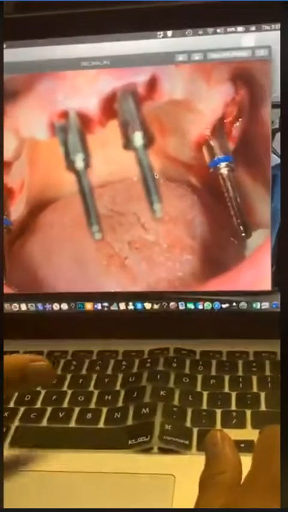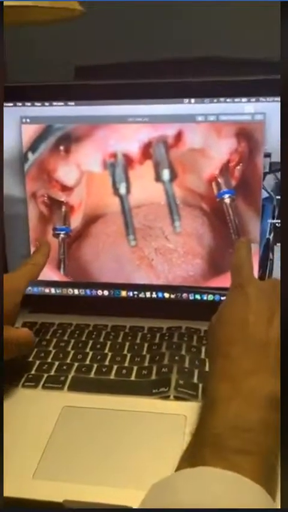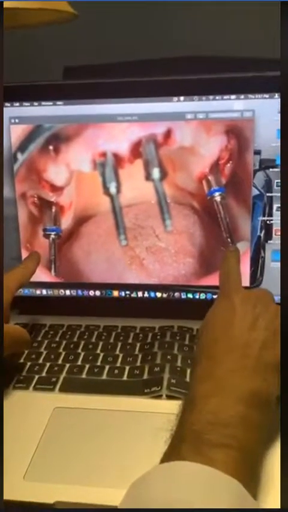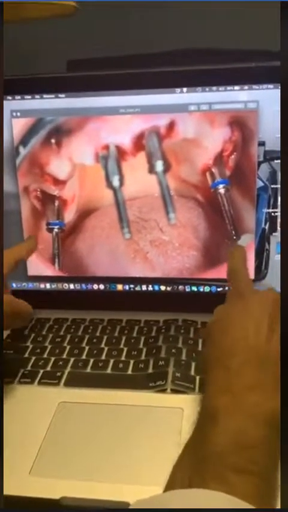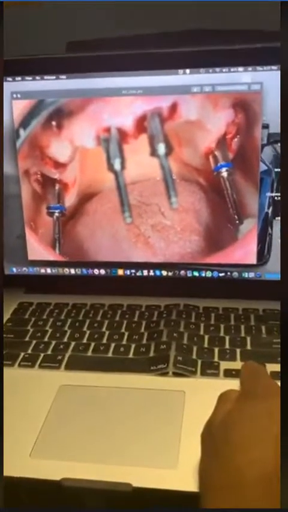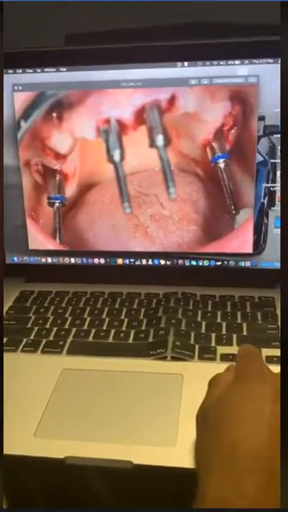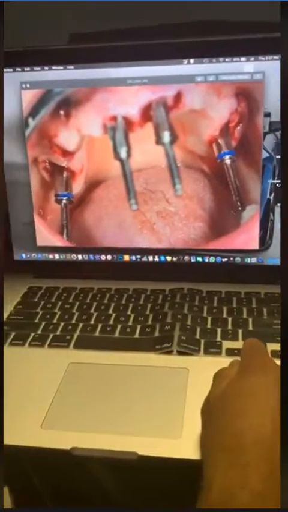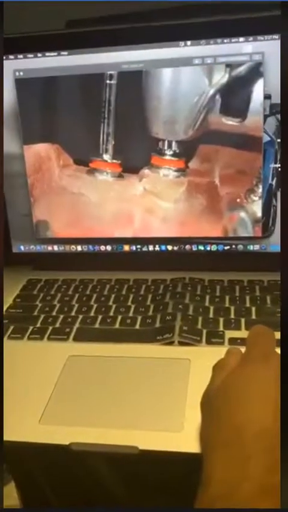So take a look at these two. This photo is concentrating on these two, okay? Take a look at the parallelism of these two implants. Look how nice and parallel they are. I wouldn't be able to even do this so easily without putting some effort into it. But once you plan your case on the computer, spend a little bit more time on the computer making sure that you're doing things right, then you don't have to think about it during the surgery.